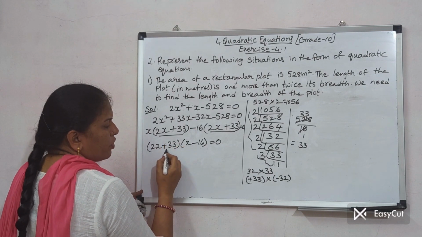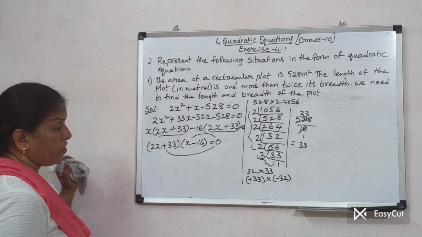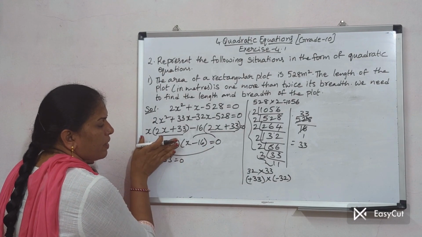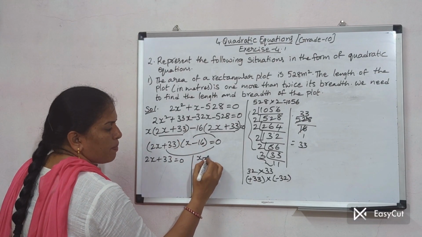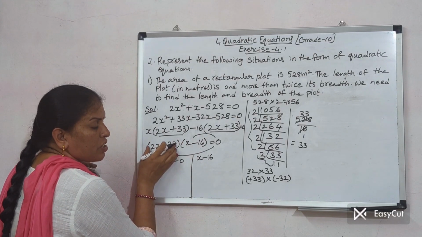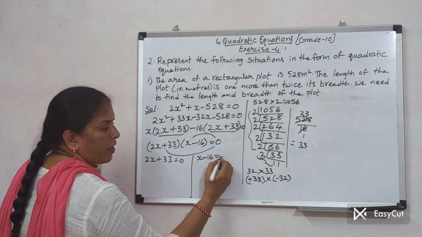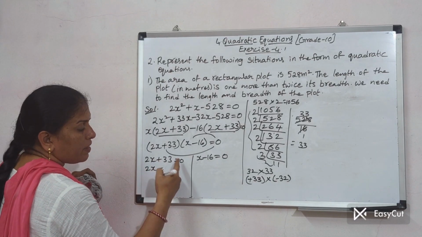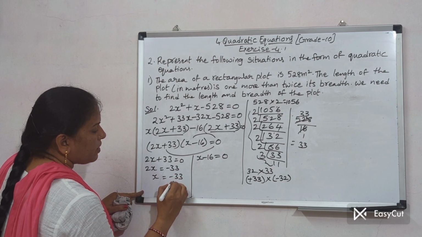So, see here, this one you can make equal to 0. This term also you can make equal to 0. 2x plus 33 is equal to 0, I am making this one equal to 0. Again I will make this x minus 16 one factor. This is one factor, this is another factor. First factor I am making equal to 0. Second factor I am making equal to 0. Okay. So 2x equals plus 33, that side goes means minus 33. x equals minus 33 by 2.